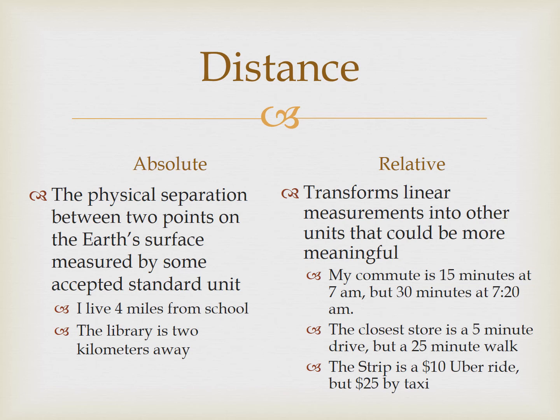My commute is 15 minutes at 7 a.m., but 30 minutes at 7:20 a.m. The closest store is a 5-minute drive, but a 25-minute walk. The Strip is a $10 Uber ride, but $25 by taxi. Notice that absolute distance is going to use accepted standardized units, but relative distance could use distance, but also time or money, depending on which is more meaningful. The relative distance between two places is again affected by connectivity and accessibility.